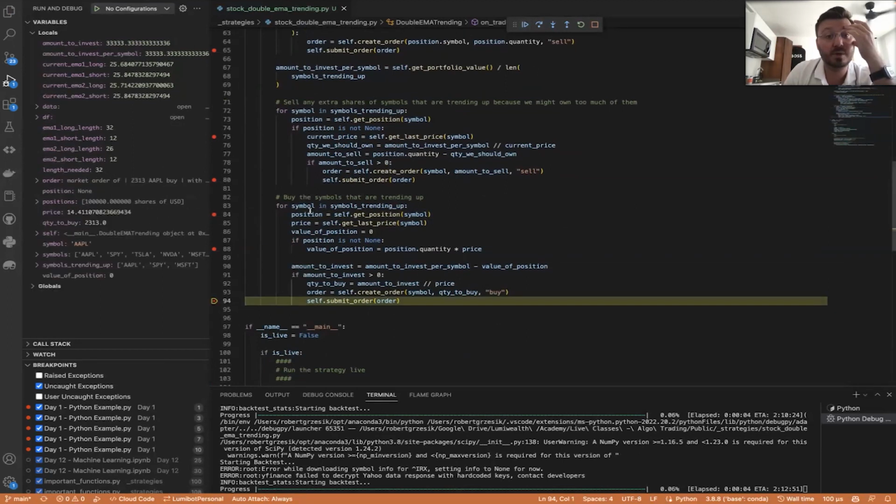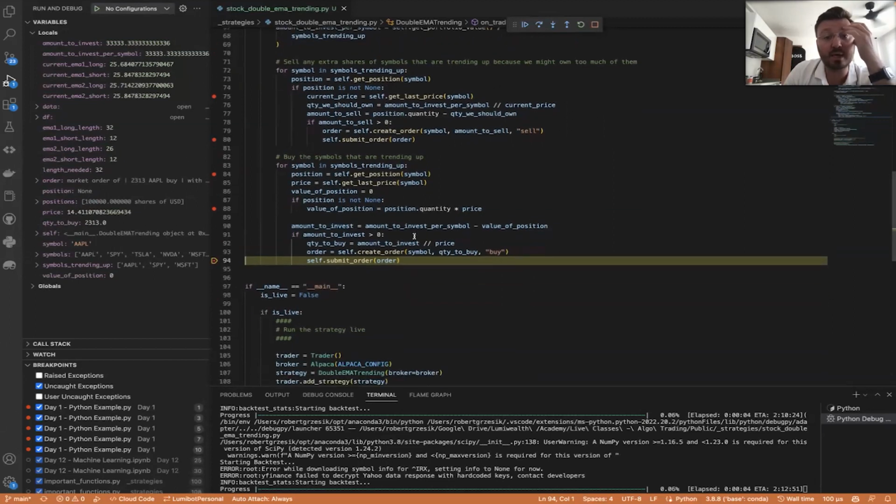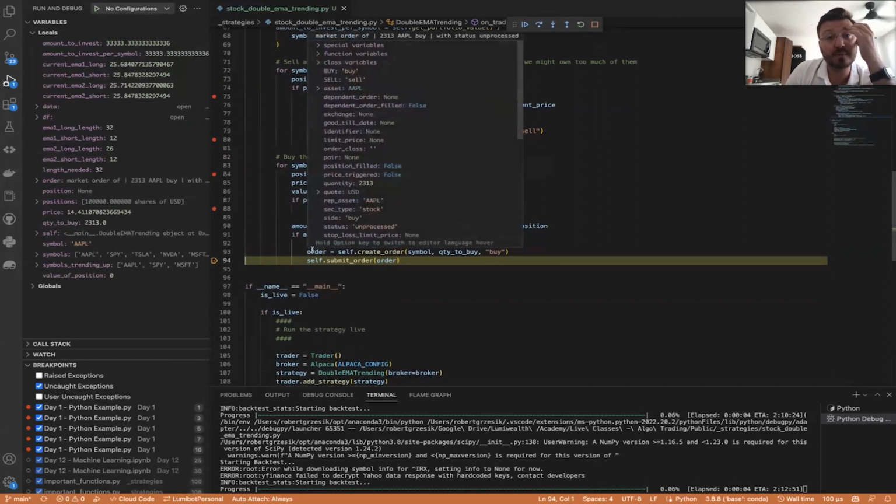Go ahead here. So we got position is none. So value of position is 0. Good. The amount to invest is going to be $33,333.33. Okay, so that makes sense. So then the quantity should be that 33,000 divided by the price of this thing, which is $14. What is that? That's for Apple. Okay, so the price of Apple was pretty low back then. So the quantity that we want to buy is 23,013 shares, right? And then we're going to place this buy order, right? There we go. This looks good.